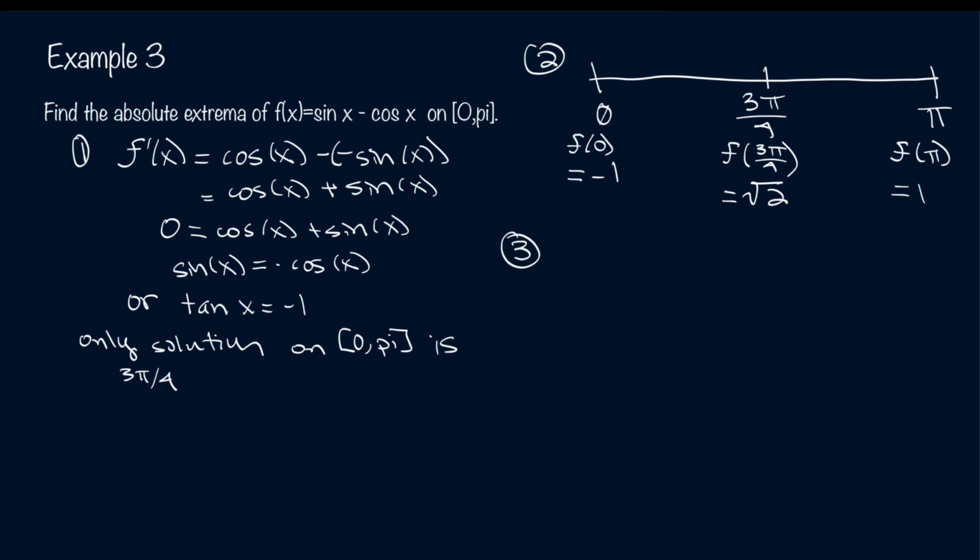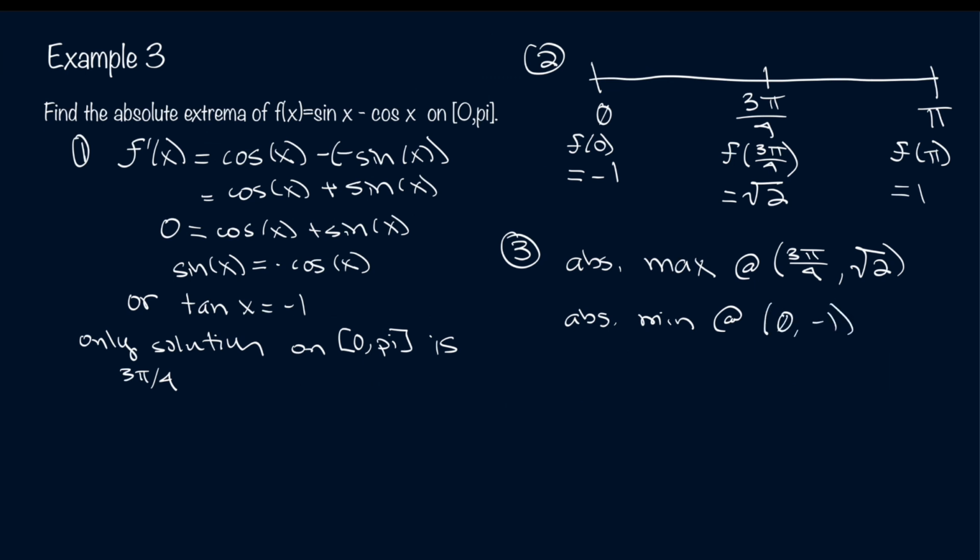So now we can say what our absolute max and absolute min is. So our absolute max is at 3 pi over 4, square root 2, because that's greater than 1. And then our absolute min is going to be that negative 1. So we'll say 0, negative 1.